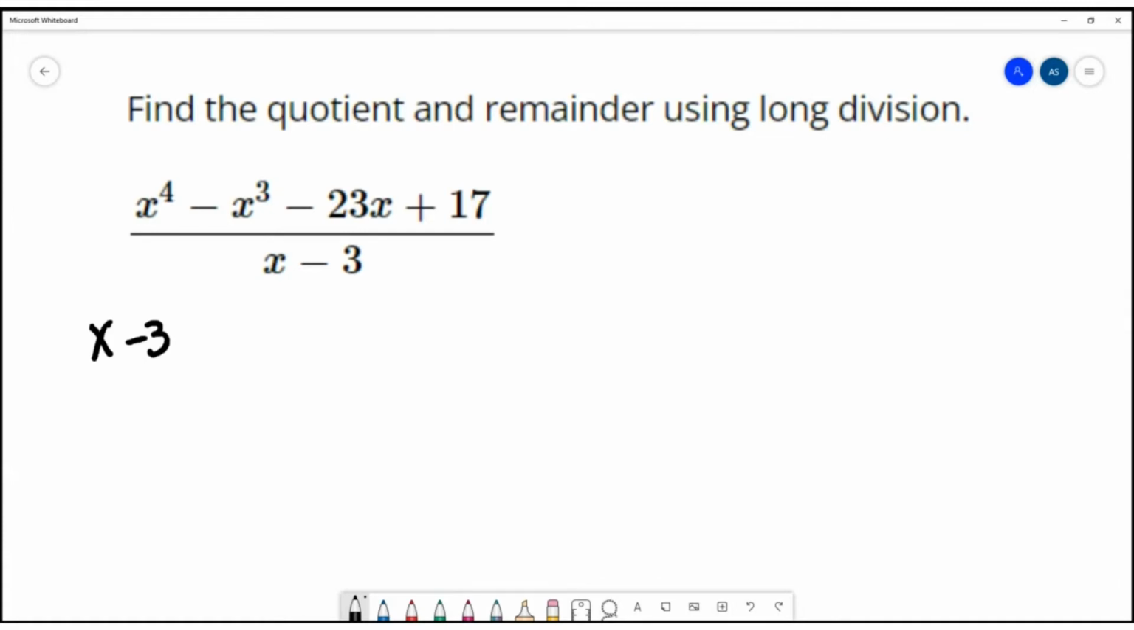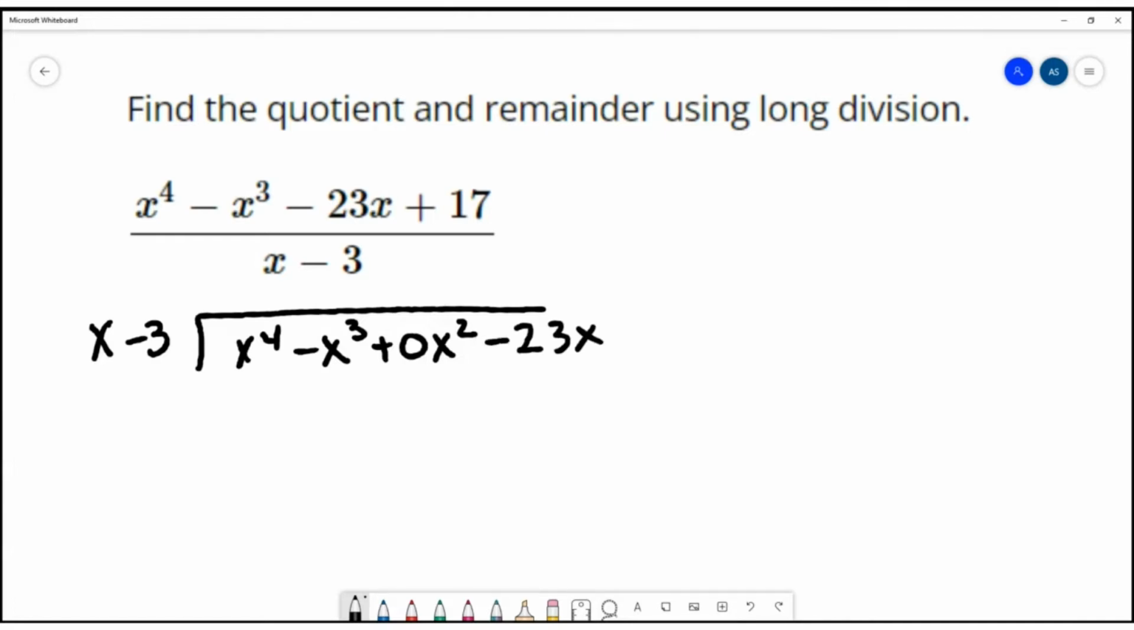We've got x minus 3 divided into x to the 4th minus x cubed. We're going to put a placeholder of 0x squared. 0x squared is the same thing as 0. Minus 23x plus 17. Now the purpose of this placeholder is to make sure all of our like terms line up, and when our like terms line up, we're less likely to make a mistake in combining terms that are not like terms.